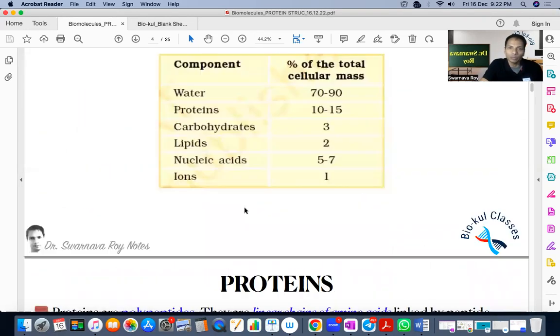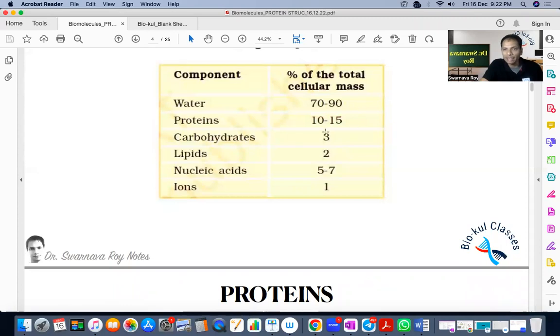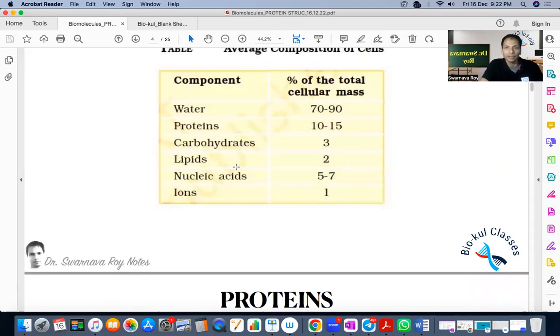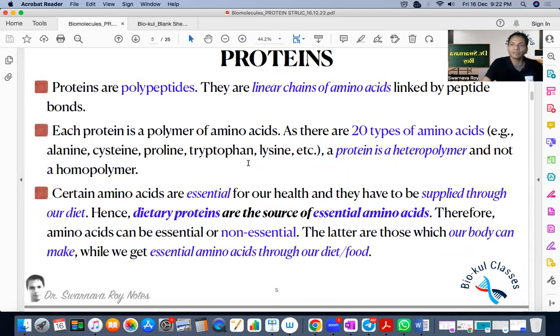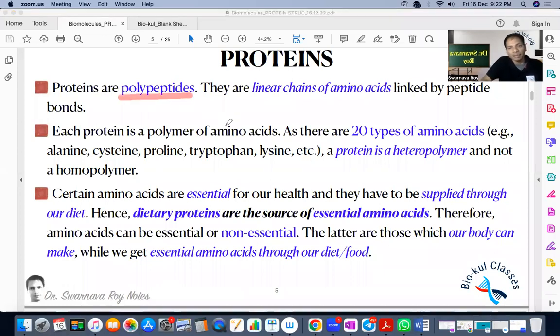So now we come to proteins. As I said, proteins occupy 10 to 15% of the cellular mass. Proteins are polypeptides. They are basically linear chains of amino acids linked by peptide bonds. First we'll go to this basic concept that proteins are made up of amino acids, and we have already studied what amino acids are in our previous lectures.